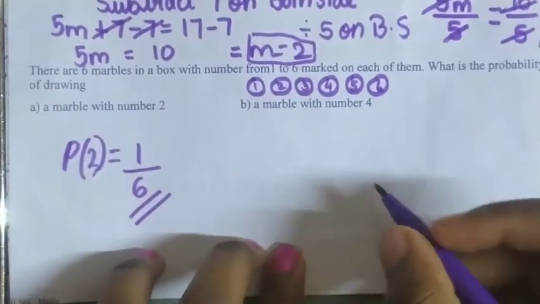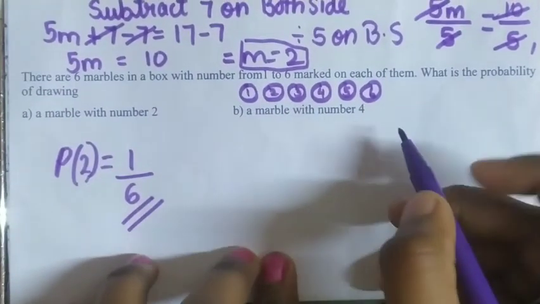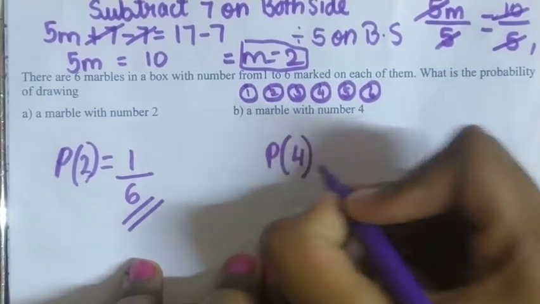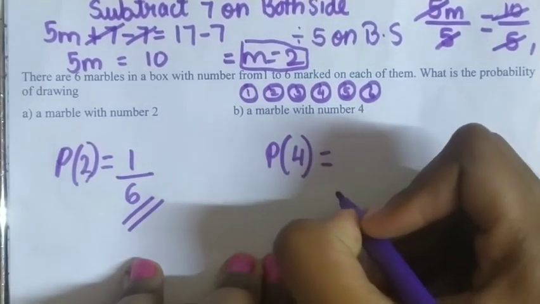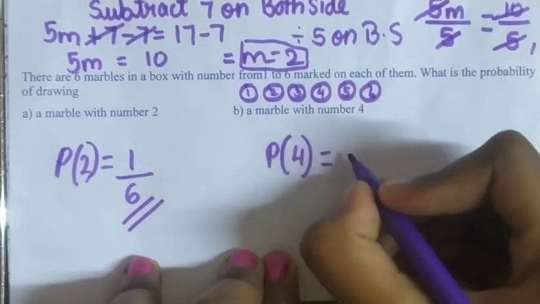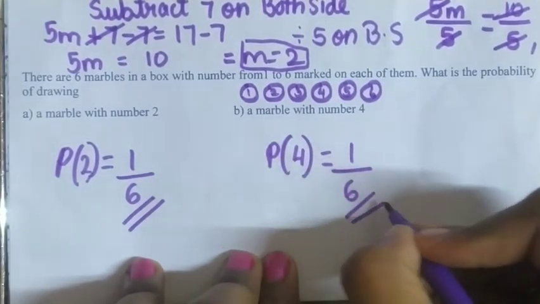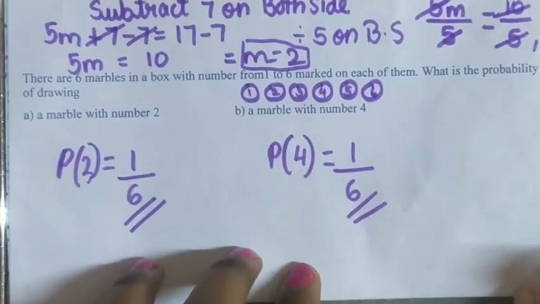The same, a marble with number 4. That is probability of number 4 equal to, how many marbles are written as 4? 1. So 1 by total 6. So answer is 1 by 6. Let's go to the next main.